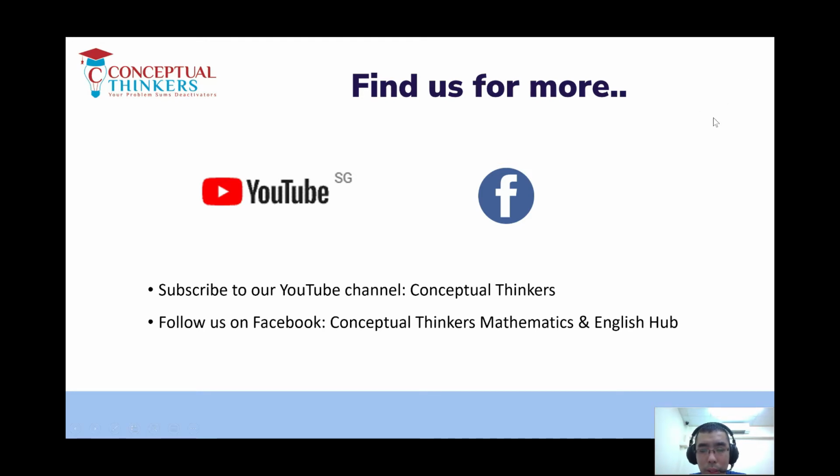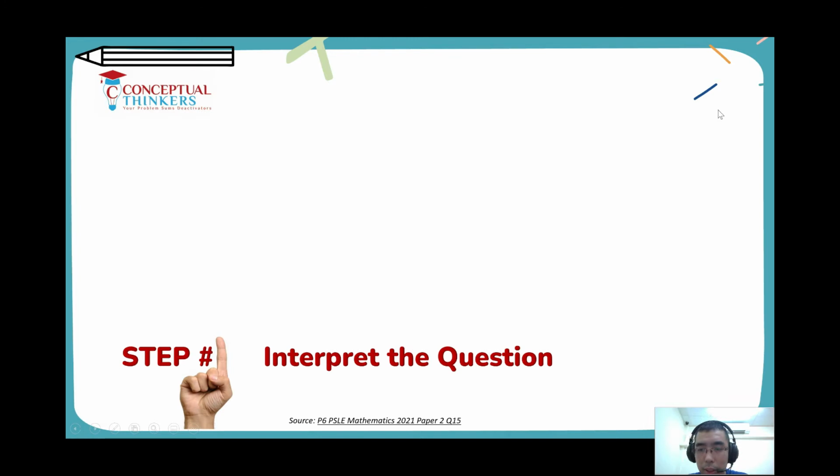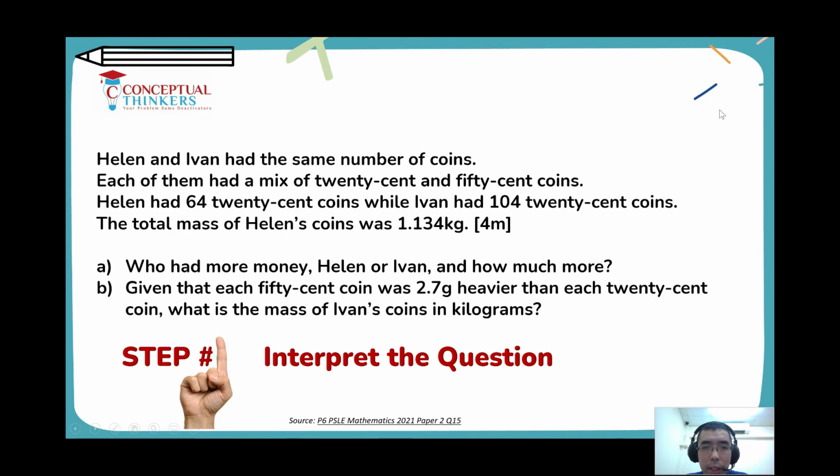So for today's video, we're going to touch on PSLE 2021 Paper 2 Question 15. So first, let's interpret the question. Helen and Ivan had the same number of coins. Each of them had a mix of 20 cents and 50 cents coins. Helen had 64 20-cent coins while Ivan had 104 20-cent coins. The total mass of Helen's coins was 1.134 kilogram. For part A, who had more money, Helen or Ivan? And how much more?